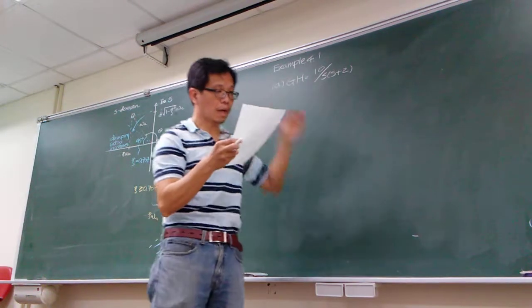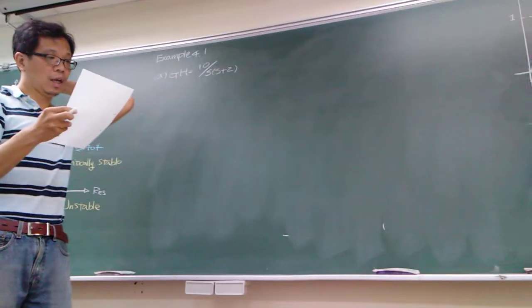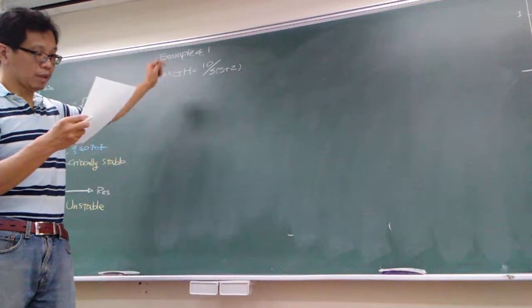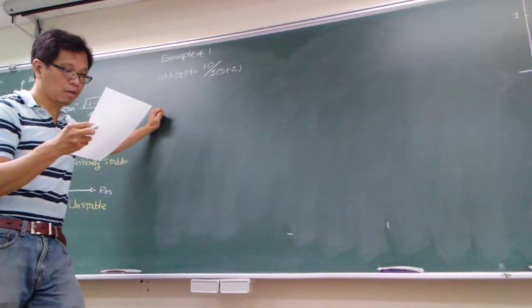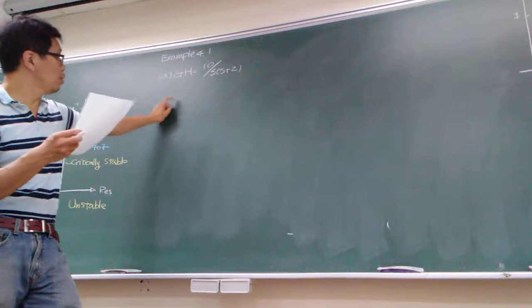So I have three closed loop systems, and I'm giving you different kinds of things, and you need to find out what's going on over here. So I give you GH.